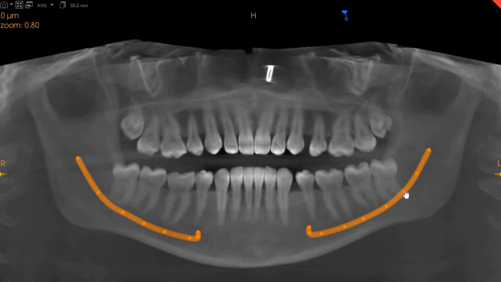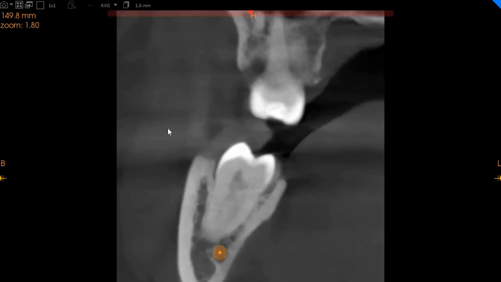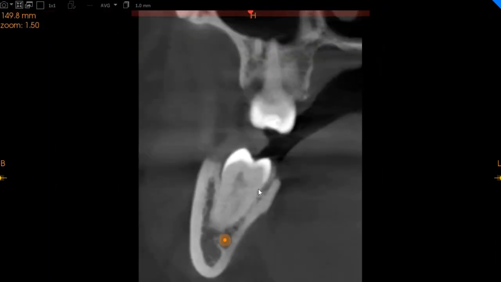The area of interest is the lower left wisdom tooth and its proximity to the inferior alveolar nerve. This is the proximal view, which is basically the transaxial view. So here you can very clearly see we've got the lower right wisdom tooth.